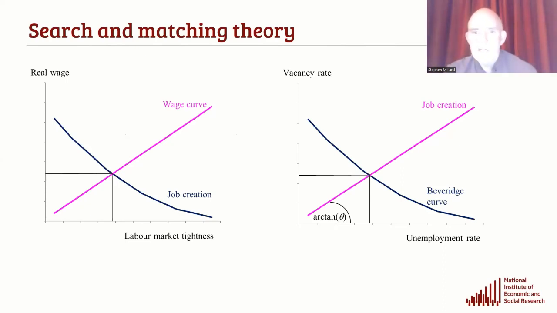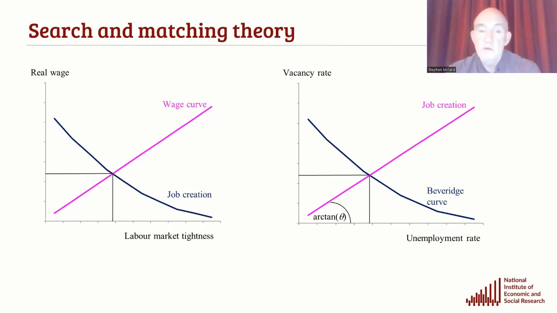Now, I like diagrams again. So here's a good way of doing it. What we're doing is we're plotting the real wage against labor market tightness. So the first condition is what I call the job creation condition. This says that the higher the real wage is, the fewer vacancies firms are going to put out there.